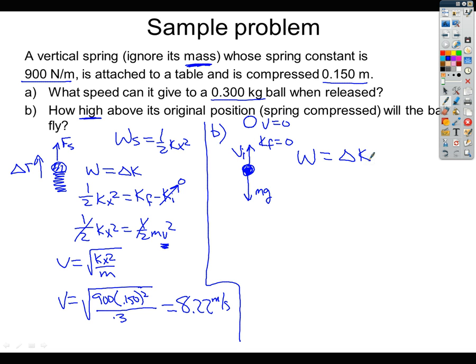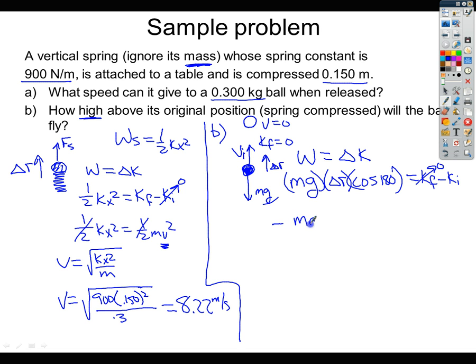This time we're worried about the ball. We're not worried about the spring, so we're just going to look at the ball. We know that the work done on the ball is mg times the displacement, and we need to multiply that times the cosine of 180, because the distance that it travels up is opposite of the force that's pushing it back down. That should be equal to the final kinetic energy minus the initial kinetic energy. Final energy here is 0, because we defined the speed as 0 up at the top. We know cosine of 180 is negative.